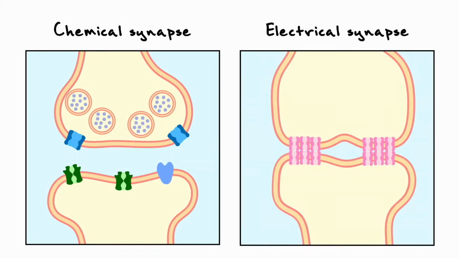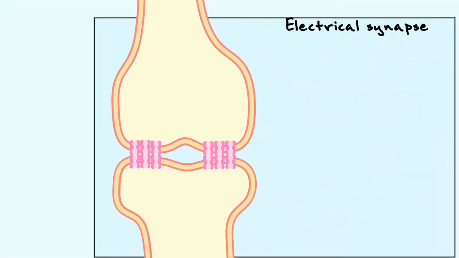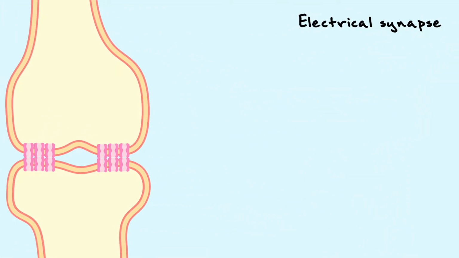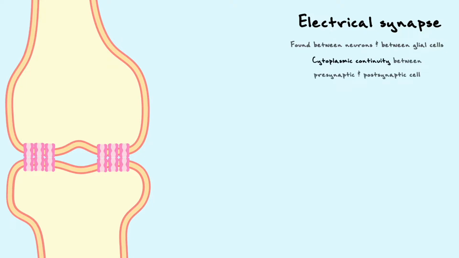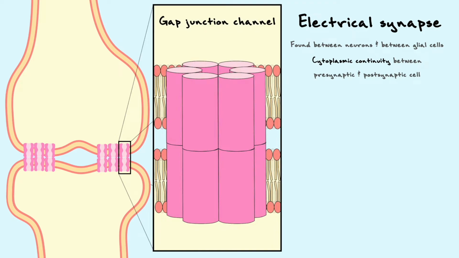There are two types of synapses that can be found in the body: chemical and electrical synapses. All the synapses that I've shown for the moment were chemical. To see how these two types of synapses differ from one another, let's first go over electrical synapses. Electrical synapses are found between neurons and between glial cells, and are characterized by the fact that there is a cytoplasmic continuity between the pre- and postsynaptic cells. This continuity is facilitated by gap junction channels.